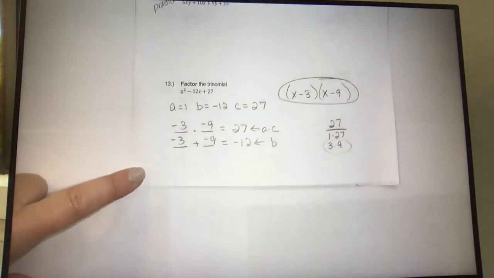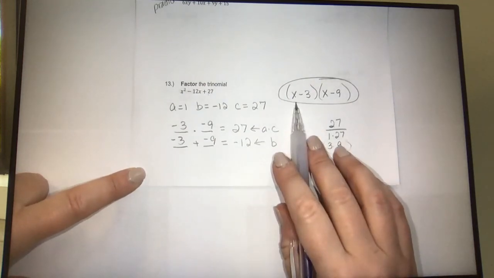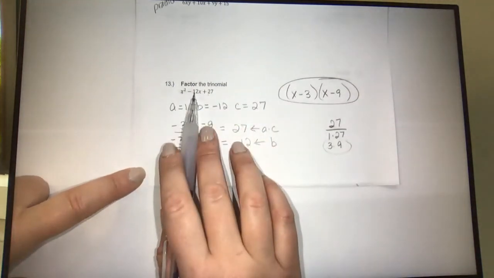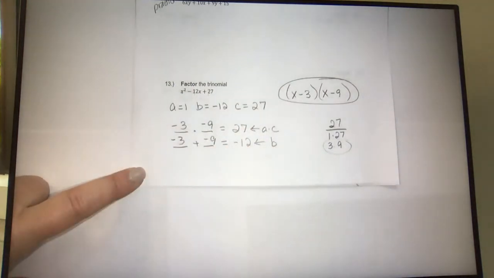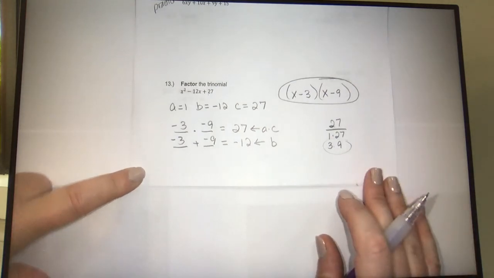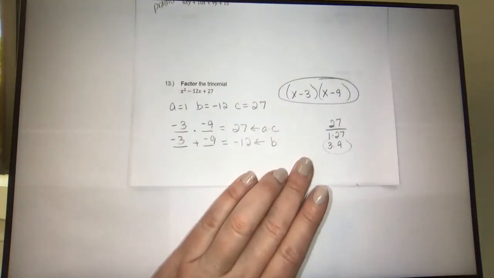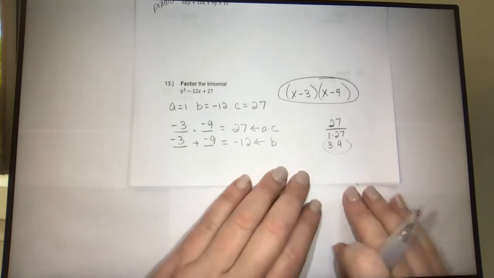Now, if you have time, what are you going to do with this before you move on? If you have time, FOIL that out and see if you go right back again, right? Every single one of these on the entire test can be checked. Okay. All right. Everybody okay with that?